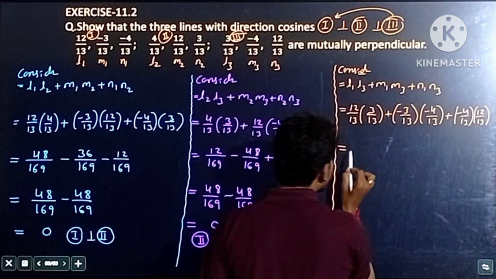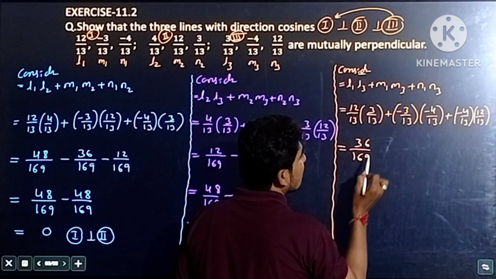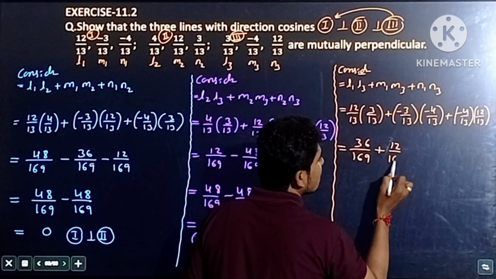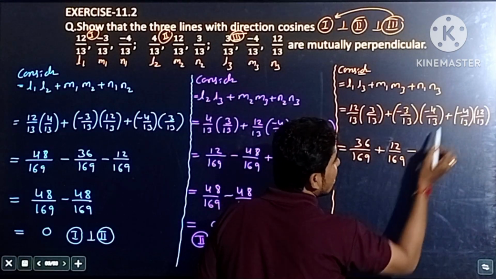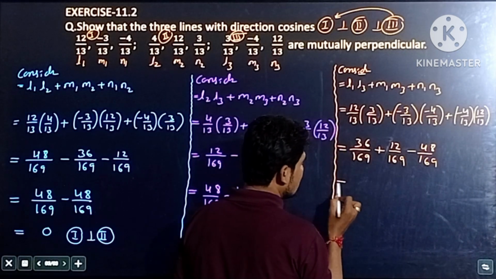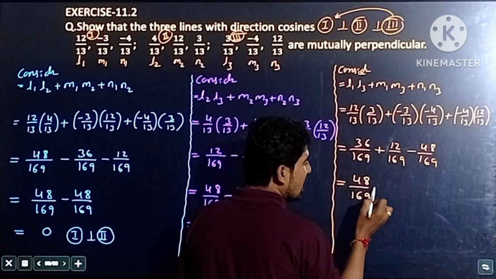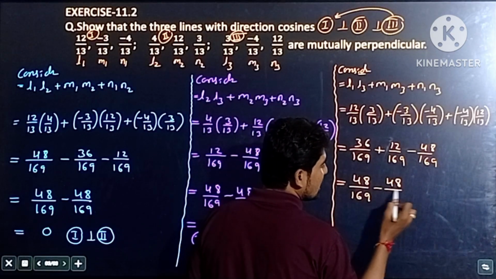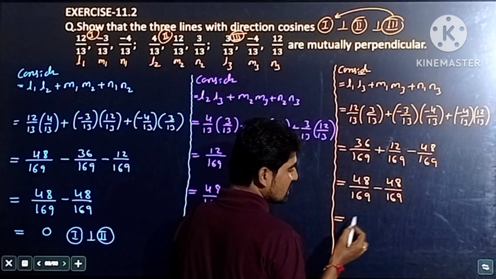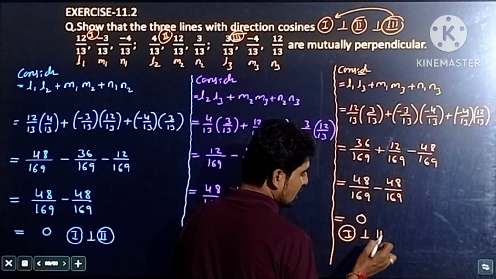Now this is equal to 12 into 3, 36 divided by 169, minus into minus plus 3 into 4, 12 divided by 169, plus into minus, minus 4 into 12, 48 divided by 169, which is equal to 36 plus 12 is 48 divided by 169 and minus 48 by 169 as it is. Therefore plus 48 by 169 minus 48 by 169 is equal to 0. Hence the first line is perpendicular to the third line.